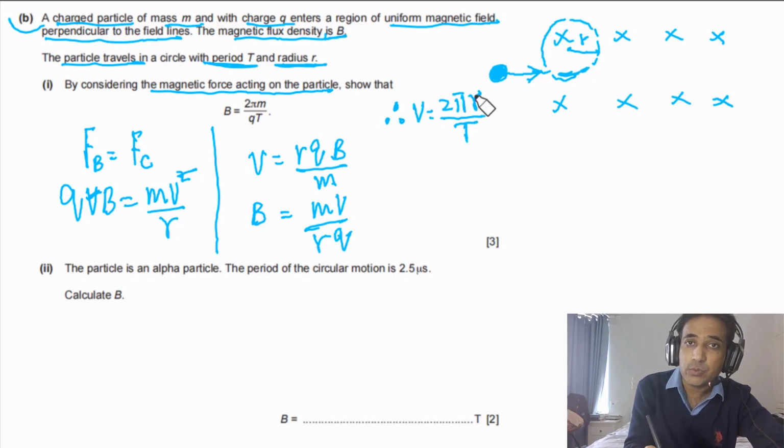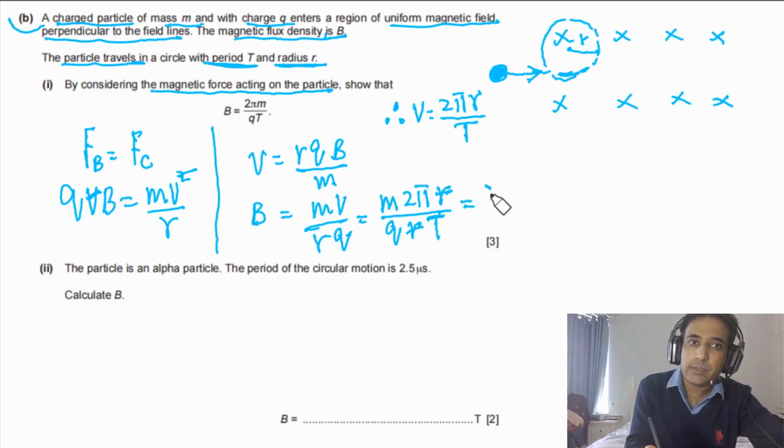So V is equal to 2 pi r over capital T, because we need time period in our answer, so that's the reason we have to use V is equal to 2 pi r divided by T. Now we can simply replace V with this, so we have here M, we have 2 pi r, and this is divided by Q times R. So this R we can cancel with this R. We also have T here.